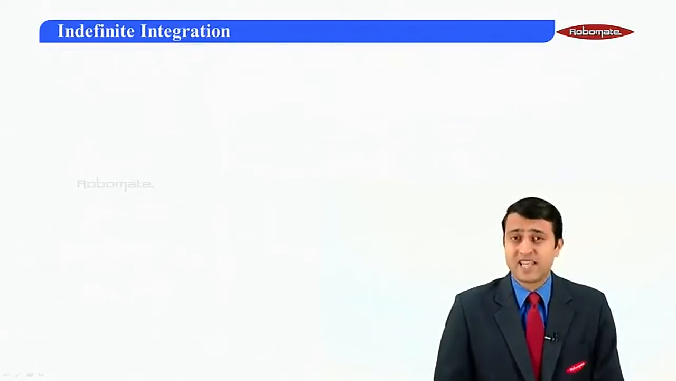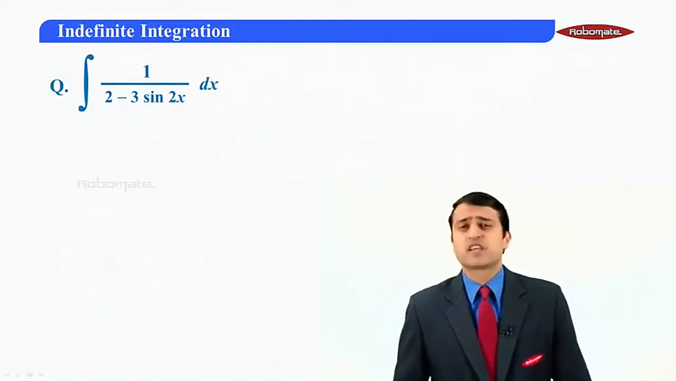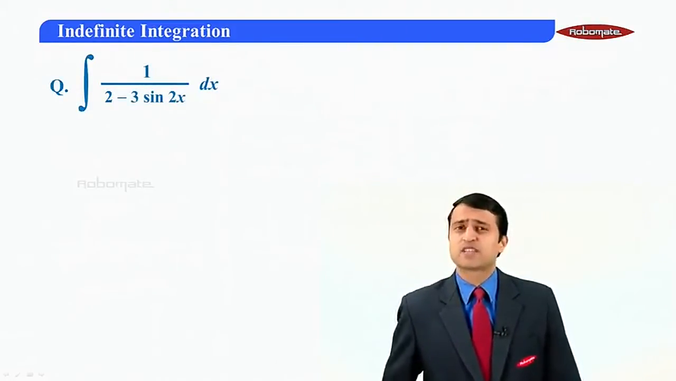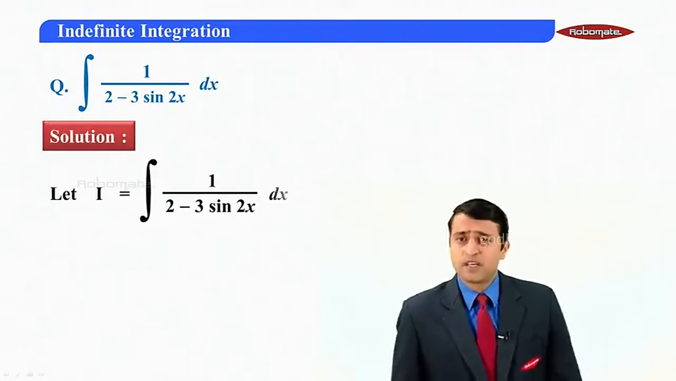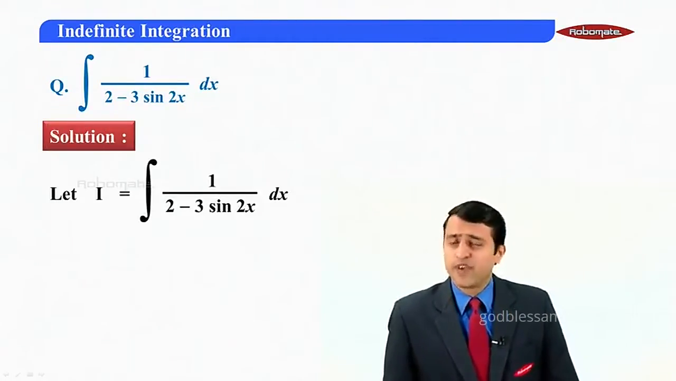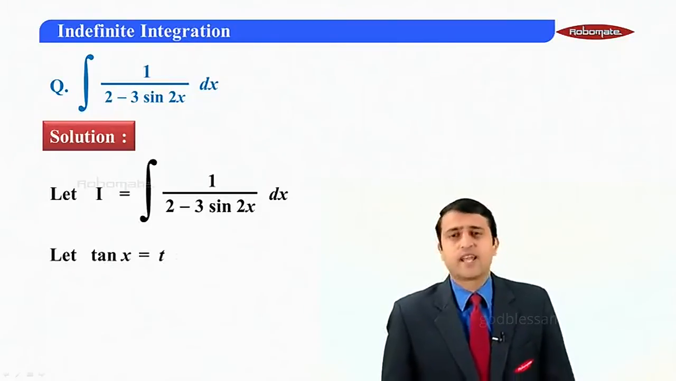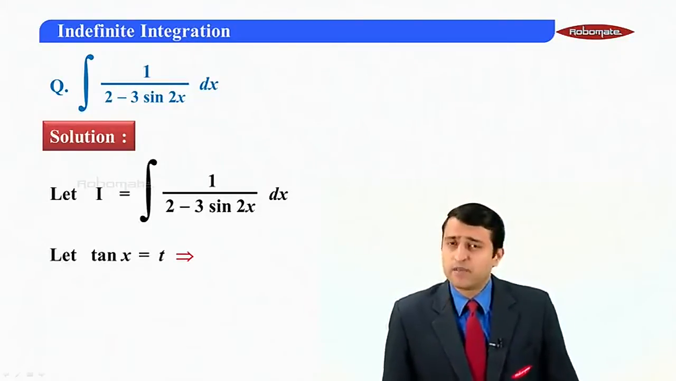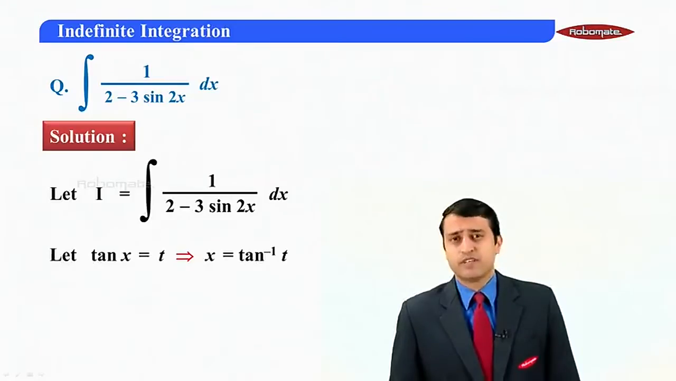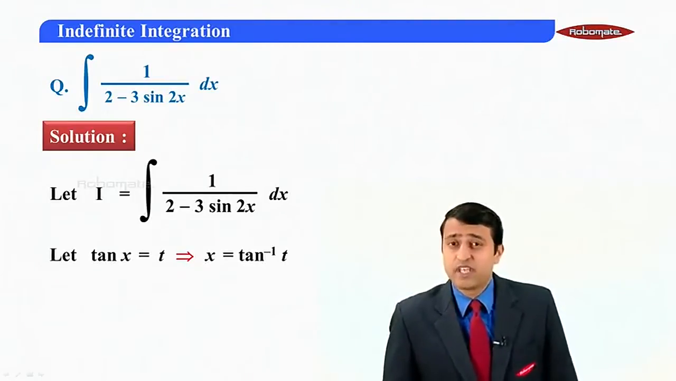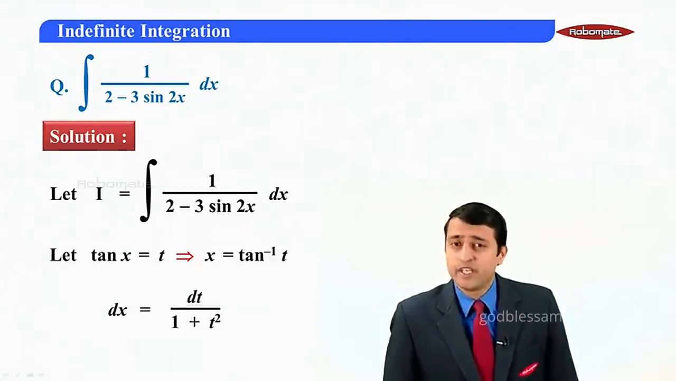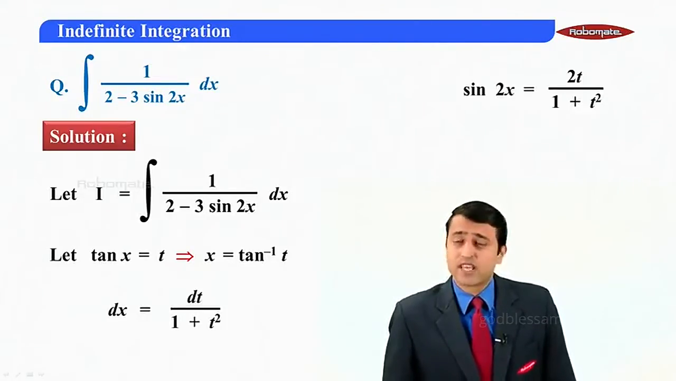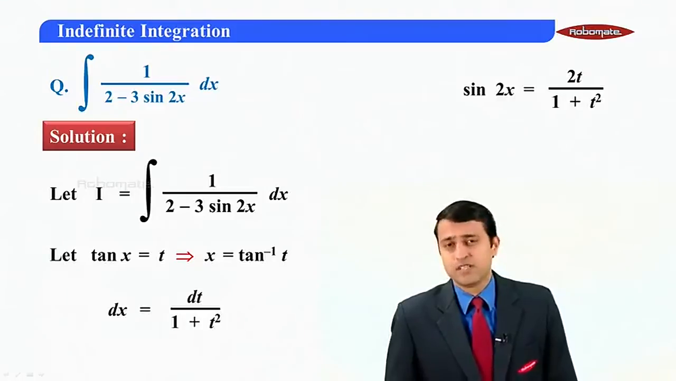Now let us take an example. The question says integral of 1 upon 2 minus 3 sine 2x dx. Now my dear students, let us copy the question first, and you very well know the method. Let us put tan x is equal to t, or let me say that x is tan inverse of t. So if x is tan inverse of t, we can say dx is 1 upon 1 plus t square dt, and the value of sine 2x, can I say it is 2t upon 1 plus t square.